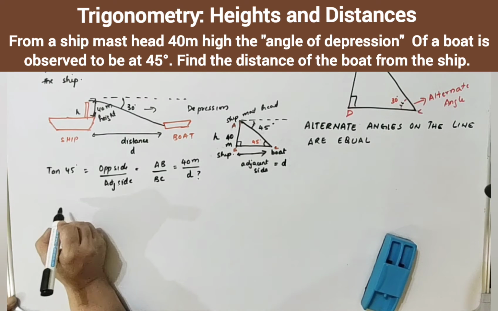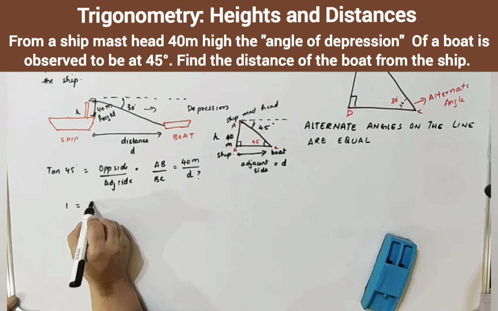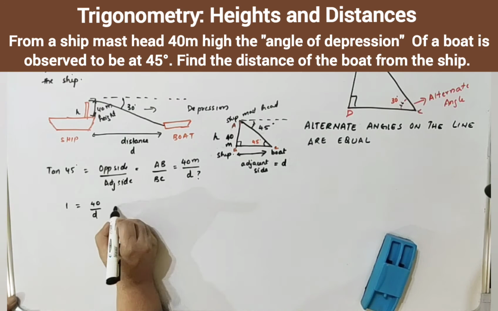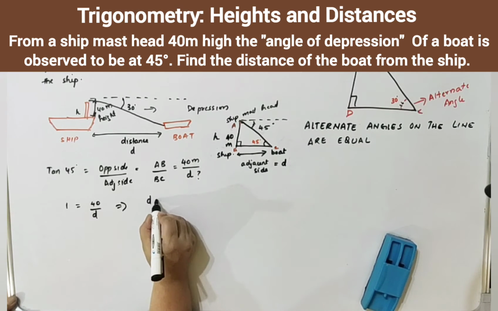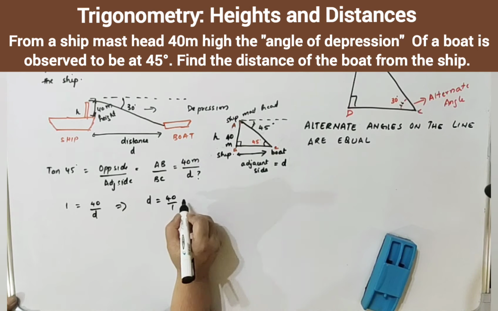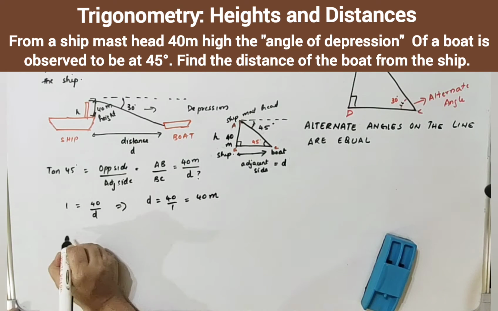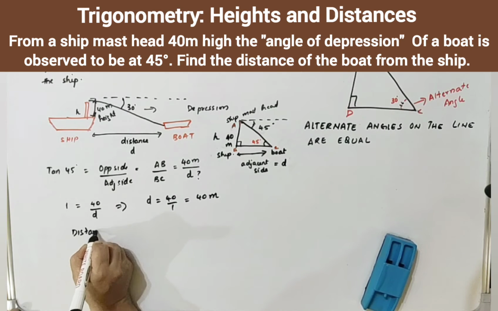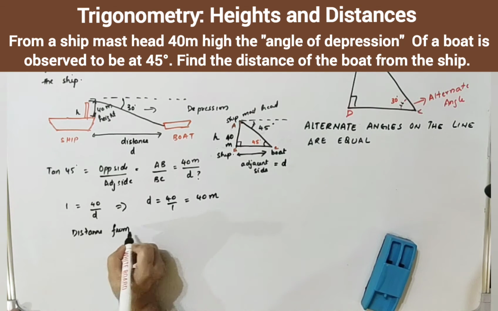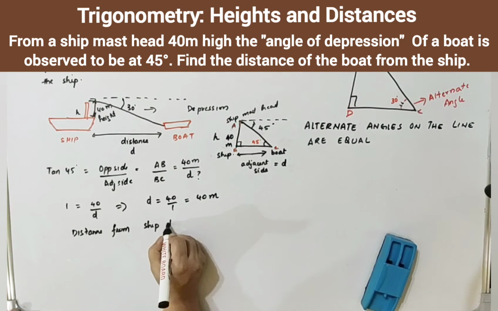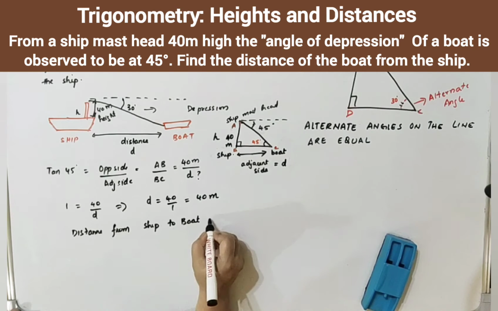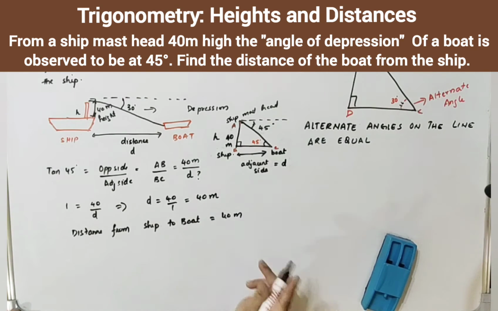So tan 45 is 1. 1 is 40 by D. So what is D? We'll take it to the other side. We get 40 by 1 or 40 meters. Distance from ship to boat is 40 meters.